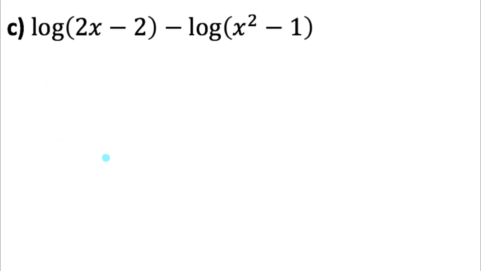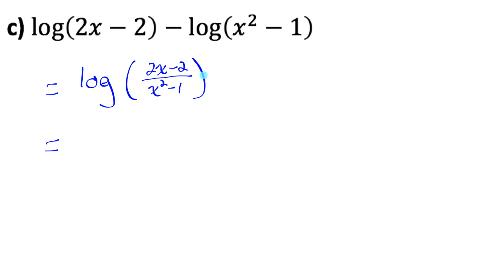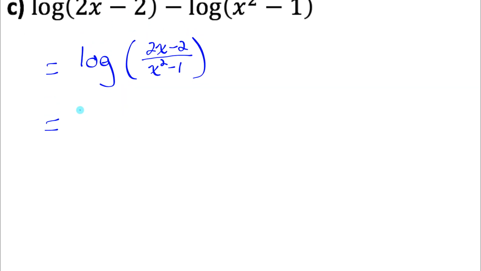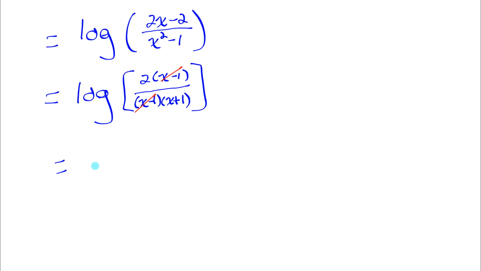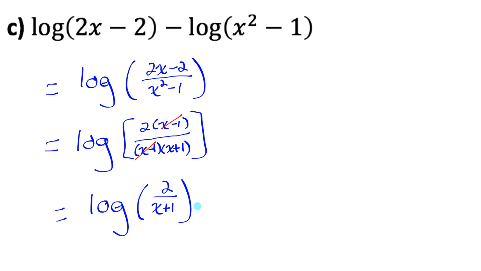And our last example. I have two logs being subtracted, and they're both base 10 logs. So I can write them as a single log with their arguments being divided. And now I need to simplify that argument. And if I look at the numerator and the denominator, both of those could be factored. The numerator I could common factor out a 2, and the denominator is a difference of squares. I could rewrite that as x minus 1, x plus 1. And then notice those factors of x minus 1 cancel out, and this is now equal to log of 2 over x plus 1. And that's the end of our lesson for the product and quotient law of logarithms.